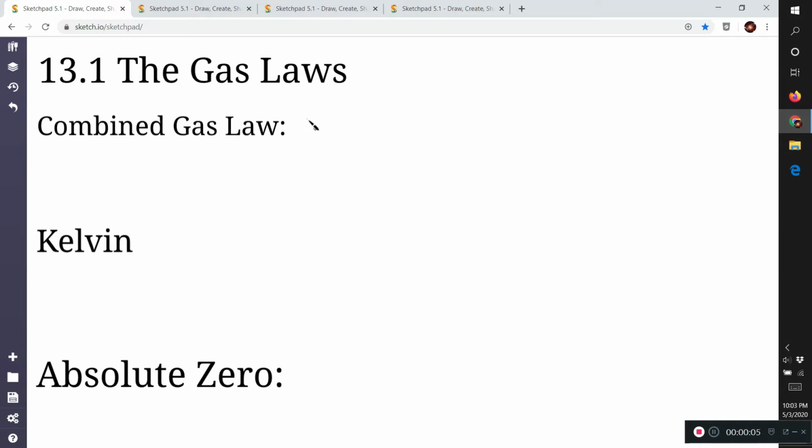So today we're going to be talking about gases. Chapter 13 is all about gases. We're going to start with something called the combined gas law. We'll talk about why it's called the combined gas law here in a second.